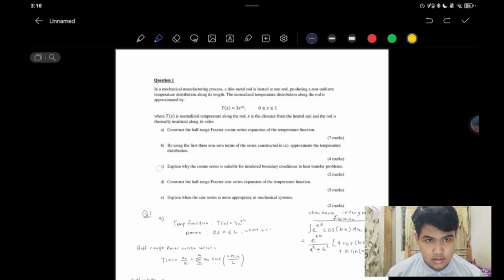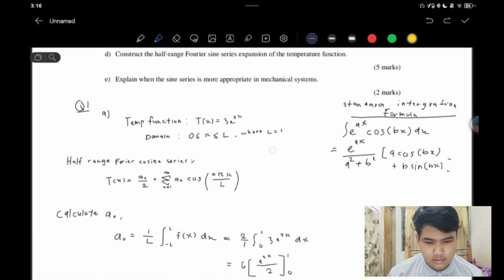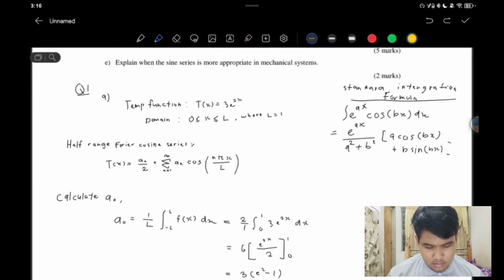Okay, for question 1A. The question is asked to construct the half-range Fourier cosine series expansion of the temperature function. First of all, we need to know the formula of half-range Fourier cosine series. That is T(x) equal to a naught divided by 2 plus the summation from n equal to 1 to infinity a_n cos(n pi x over L).